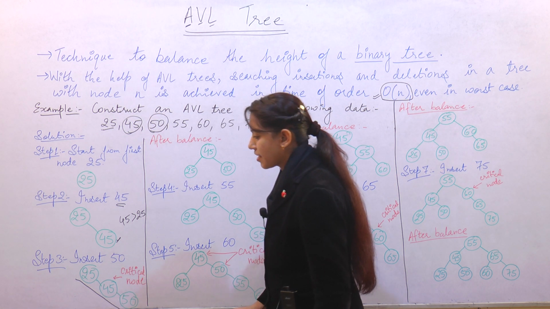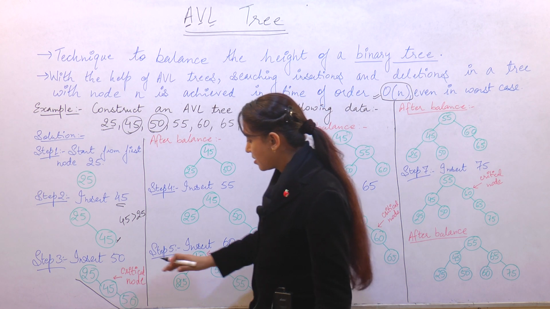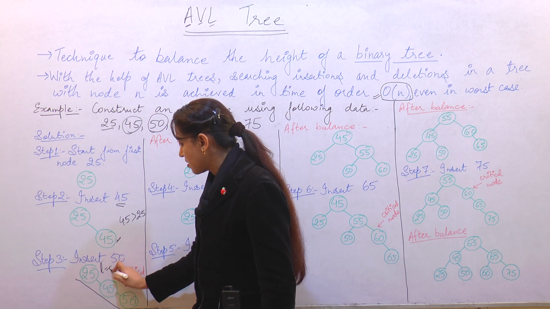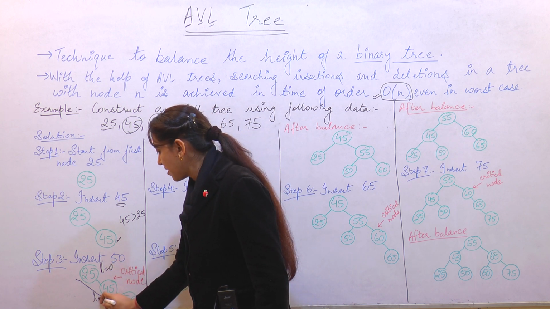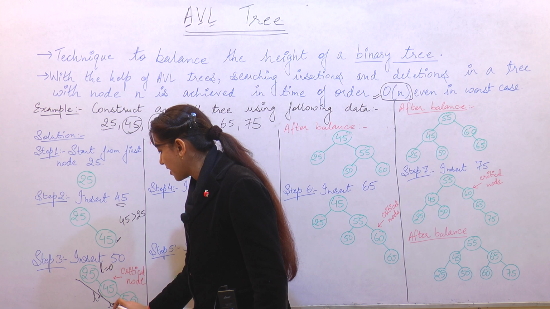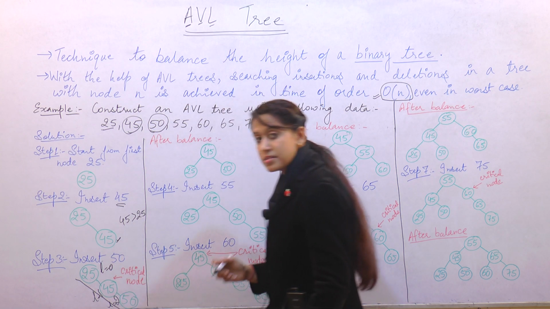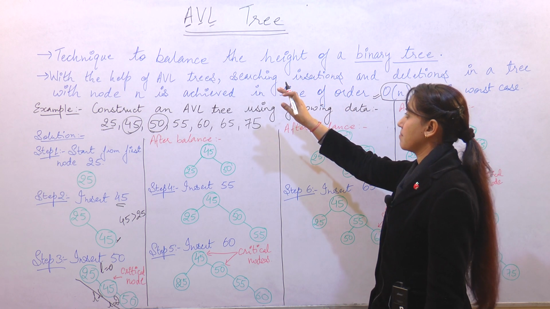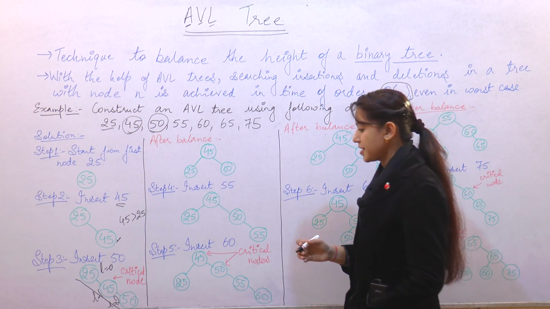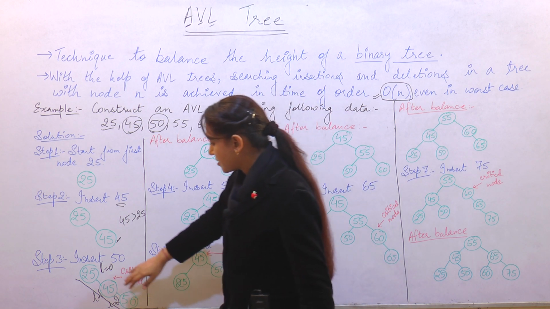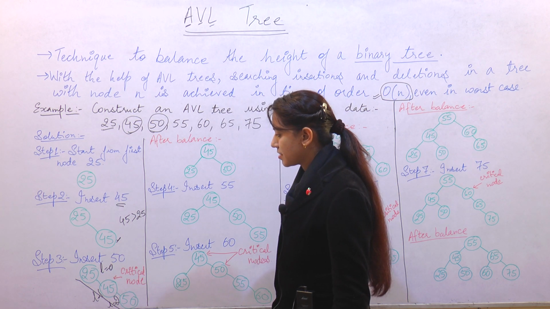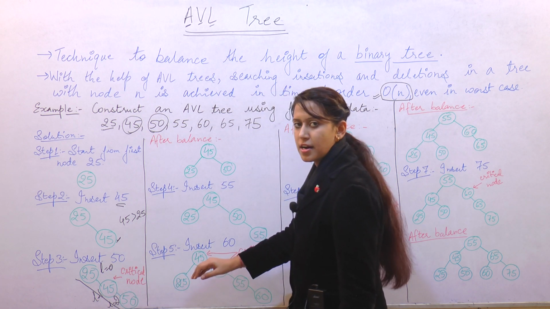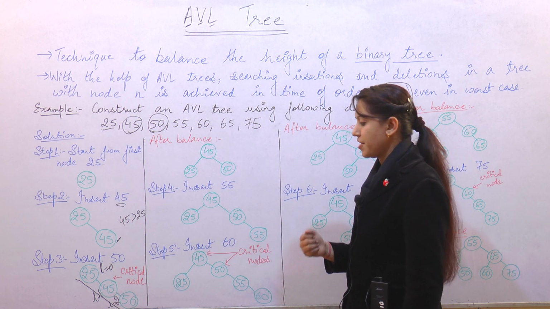This tree is in the right direction, and the levels are: 25 is at level 0, 45 is at level 1, and 50 is at level 2. Since we are studying the balancing of height of a binary tree, we will balance the height of this tree so that we can get a height balanced tree, or an AVL tree.